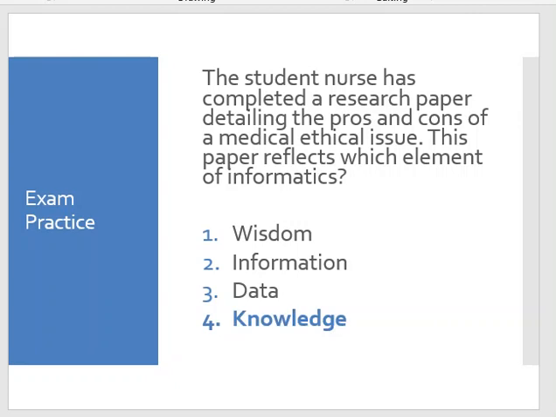The correct answer is knowledge. A research paper written by a student would consist of new knowledge about a topic that's created when the student gathers and groups that data. A textbook would generally be providing information, but this is a written component of data by a student.